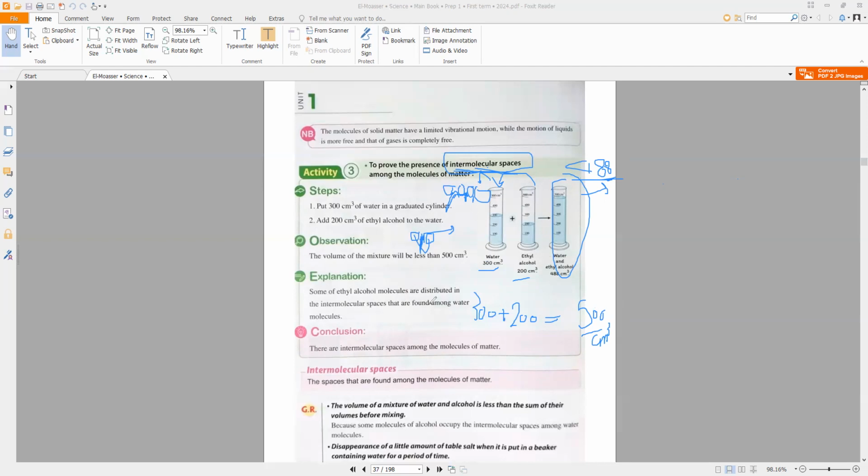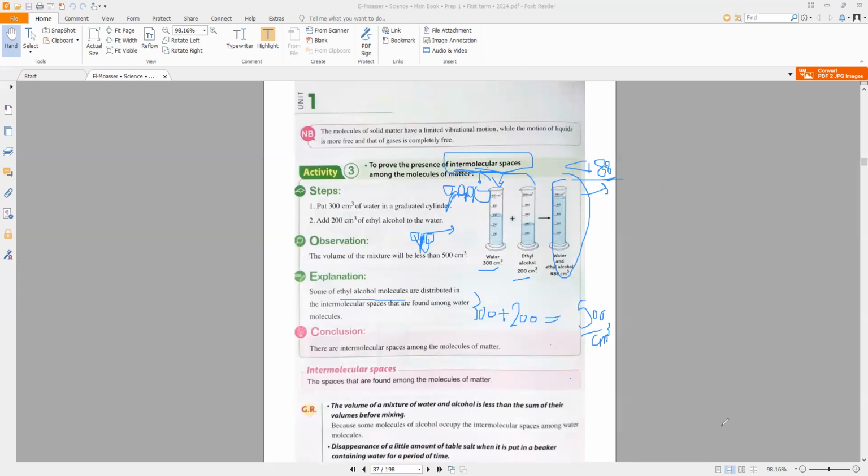So why is the total volume of the mixture after mixing smaller than the total volume before mixing? Because some of the ethyl alcohol molecules enter between the molecules of the water, occupying the intermolecular spaces between the water molecules. So we can conclude that there are intermolecular spaces among the molecules of the water.